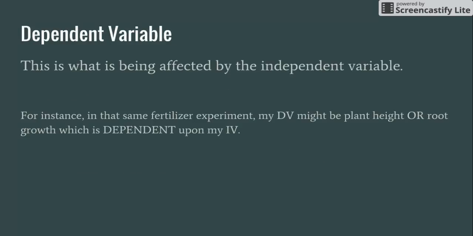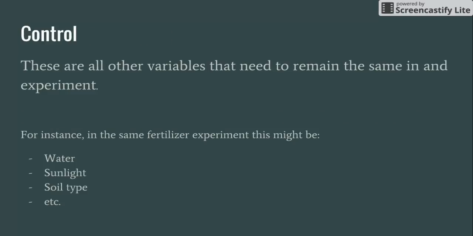The dependent variable is what is being affected by the independent variable. So for that same fertilizer experiment, my dependent variable might be plant height or root growth, which is dependent upon whatever your independent variable is. The control variable is all other variables that need to remain the same in the experiment. For instance, in the same fertilizer experiment, this might be water, sunlight, soil, and other things along that line.